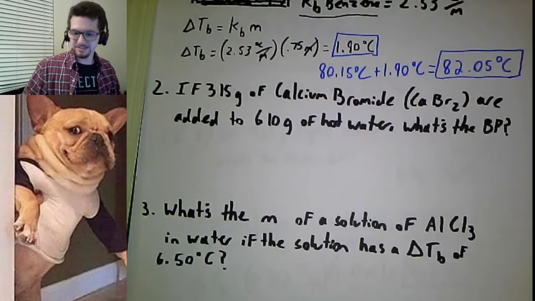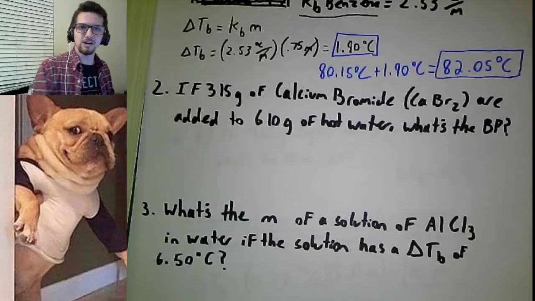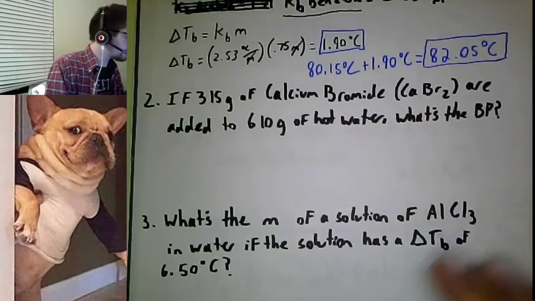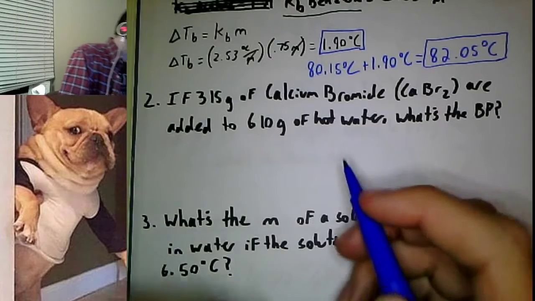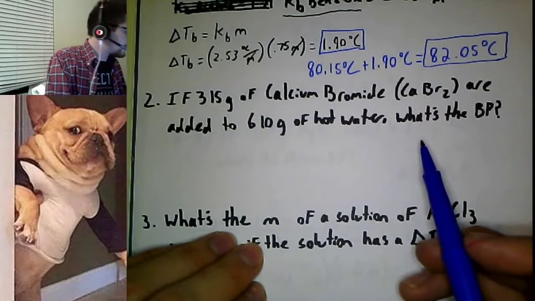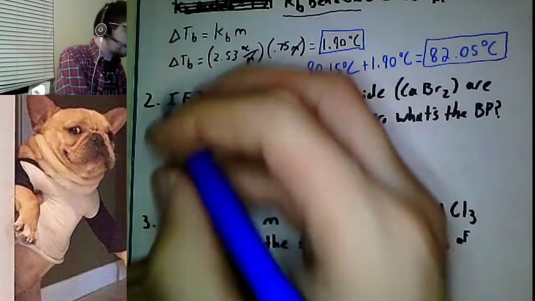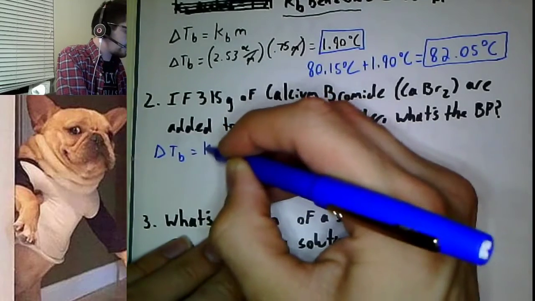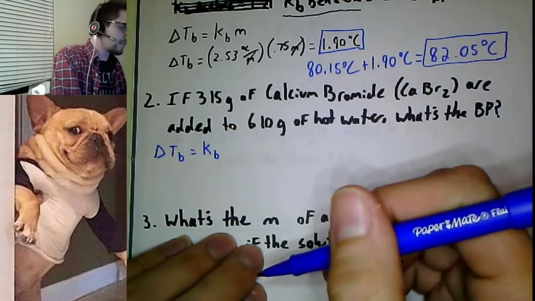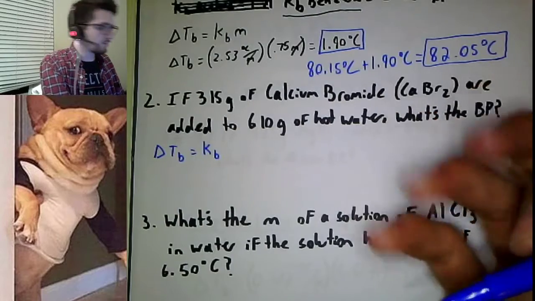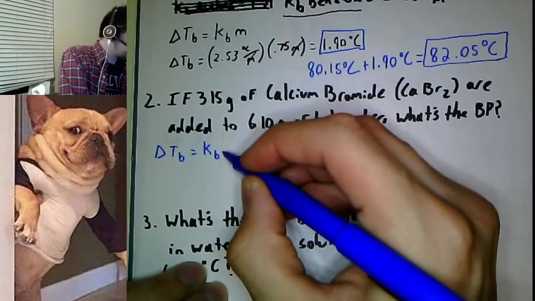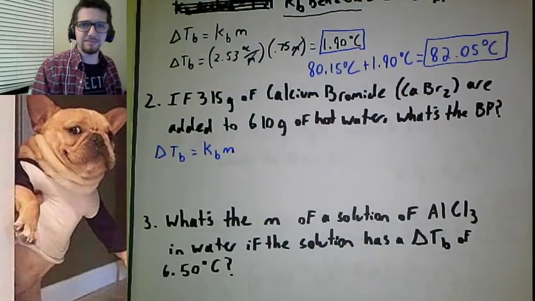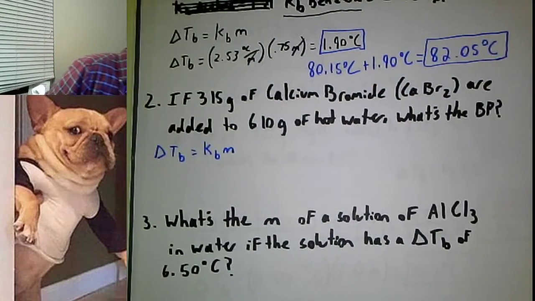If 315 grams of calcium bromide are added to 610 grams of hot water, what is the boiling point? So, I have grams, and I don't really want to use grams. If my equation is the change in boiling point equals that constant, which is Celsius over molal, times molality, which is moles over kilograms, then I'm going to have to change some of this stuff.